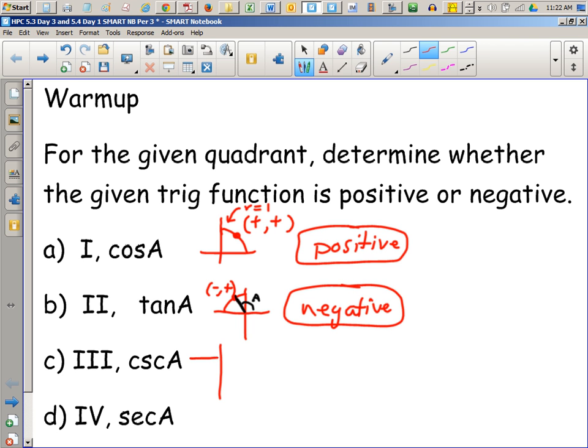If you're in quadrant 3, your drawing would look like this. There's your angle. There's your point. Both the coordinates are negative. So cosine is negative and sine is negative, but tangent's actually positive, right? And then cosecant would be negative because sine is, and secant would be negative because cosine is. But cotangent would be positive because it'd be x over y, and you would get a negative divided by negative, which is positive. So in this quadrant, cosecant would behave the exact same way sine does, and it would be negative.